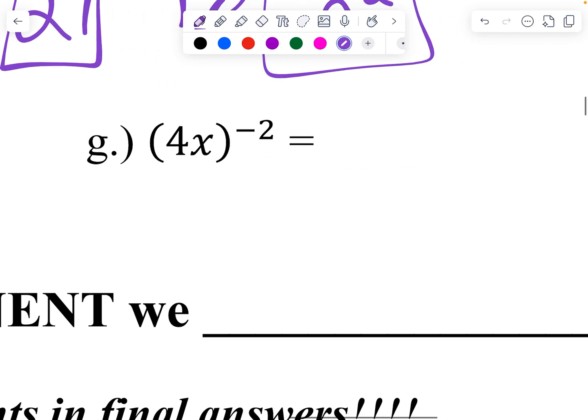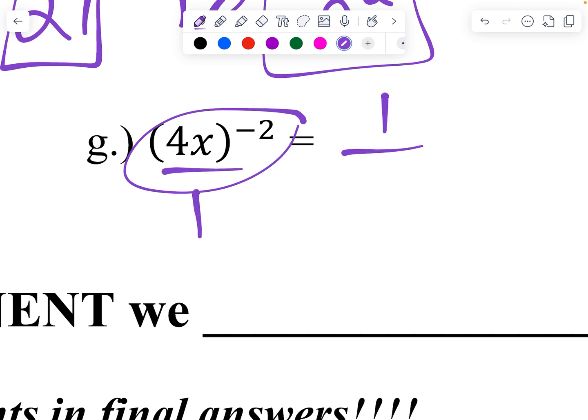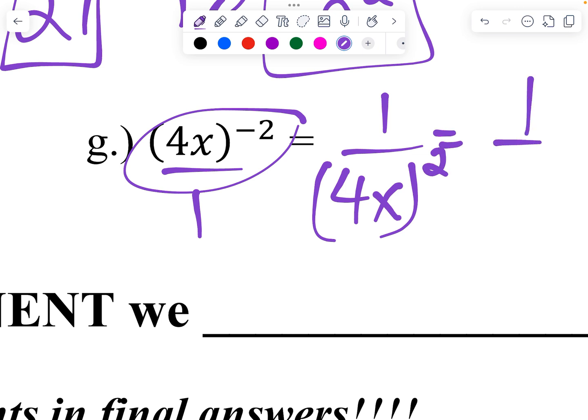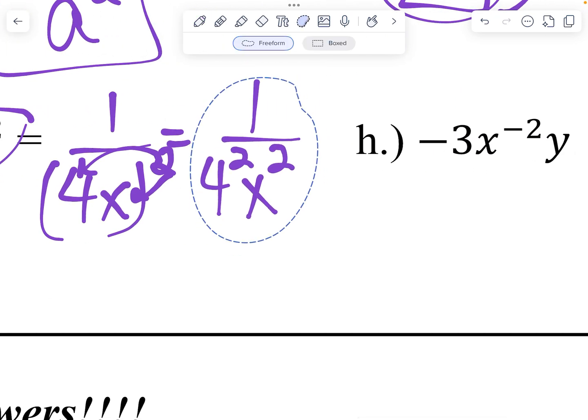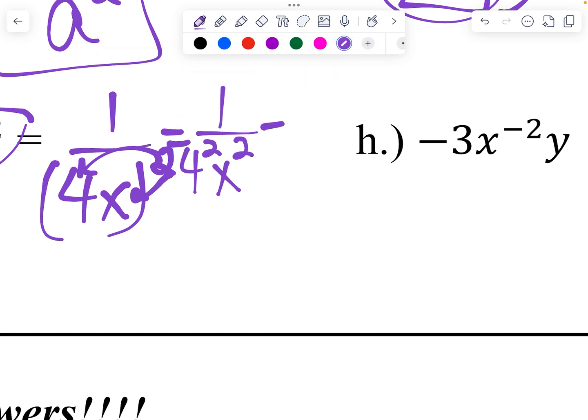And then letter G, this whole thing is raised to the negative 2 power, so I can take the whole thing and flip it. And then I'm going to go one step further and apply that squared. So I'll do 4 squared, which is 16, and then x squared. So I'll have 1 over 16x squared.